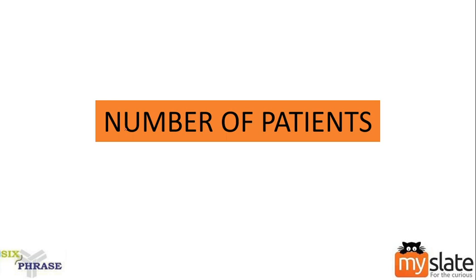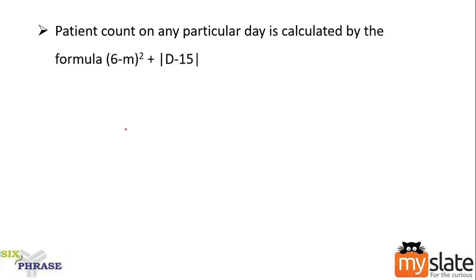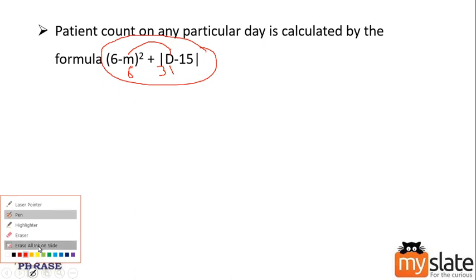If you remember, there is a formula for this. To calculate the number of patients, we have a pattern. Yes, what is the formula? (6 minus m) the whole square plus absolute of d minus 15. This formula will give you how many patients appear on that particular day and month. Say August 31st, substitute 8 here and day as 31. When you perform the substitution properly, you will be able to identify the number of patients.